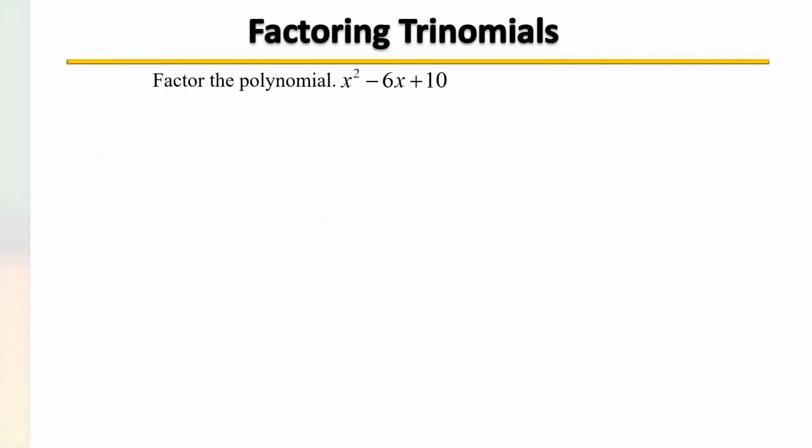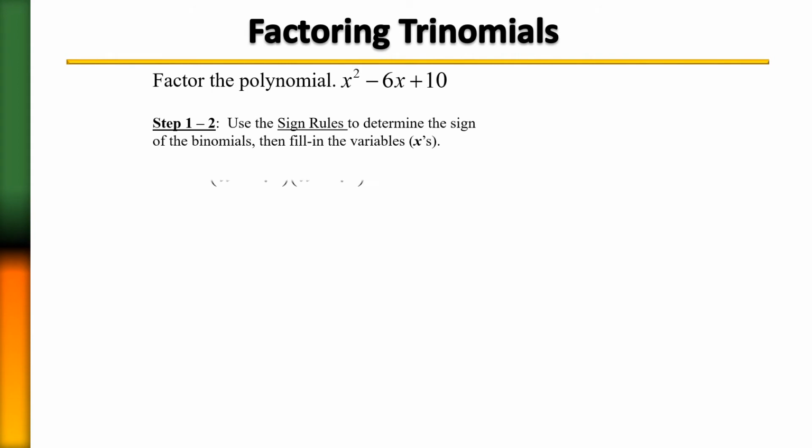Okay, so step 1 before factoring is to make sure there's no GCF, and no, there isn't, so let's proceed with the sign rules. Recall, if the back end is a positive, that means the signs are going to be the same. The middle term tells us they're going to be two negatives, so it's going to be x minus something times x minus something.